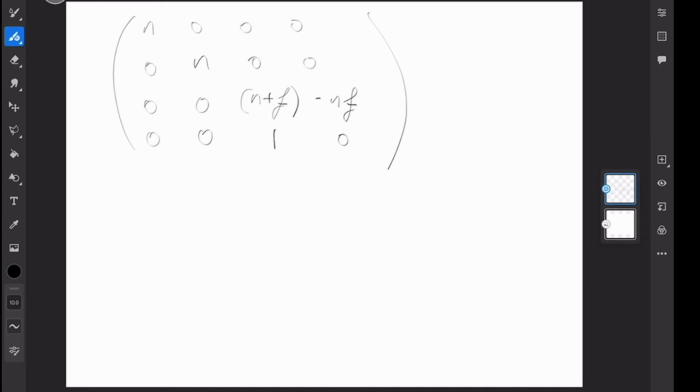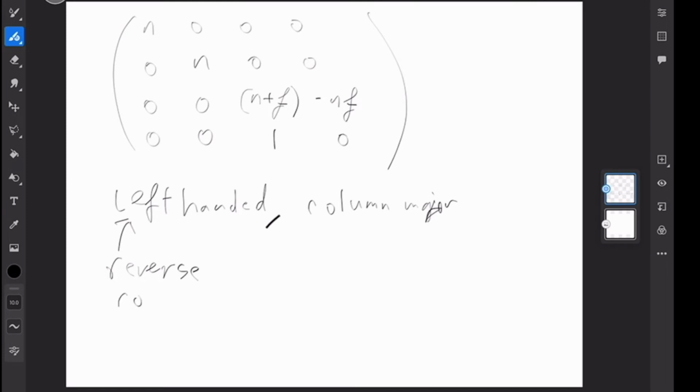There are a few things to consider with Metal. Two things, actually. One thing is Metal is left-handed, and matrices are stored in column major form as opposed to row major. What left-handed simply means is we need to reverse the cross product.